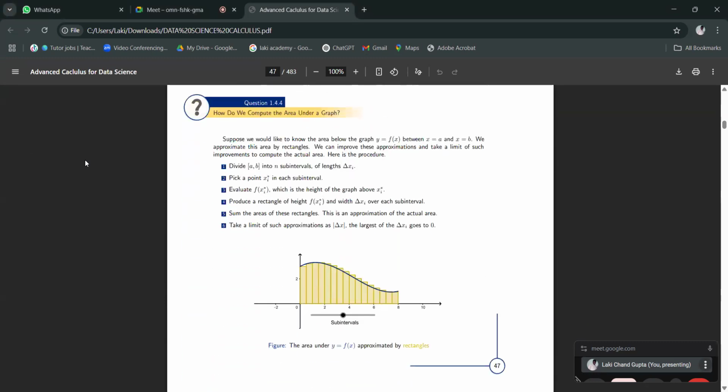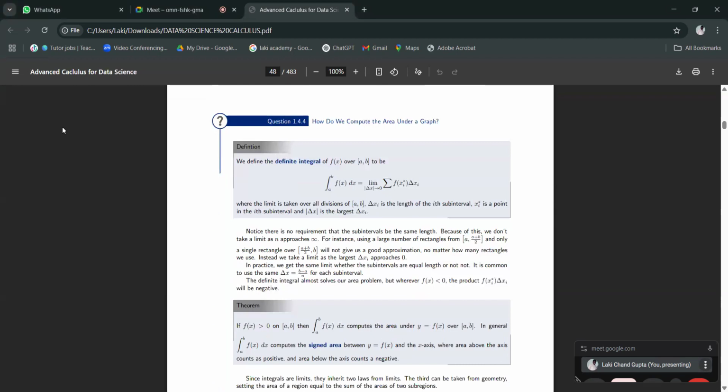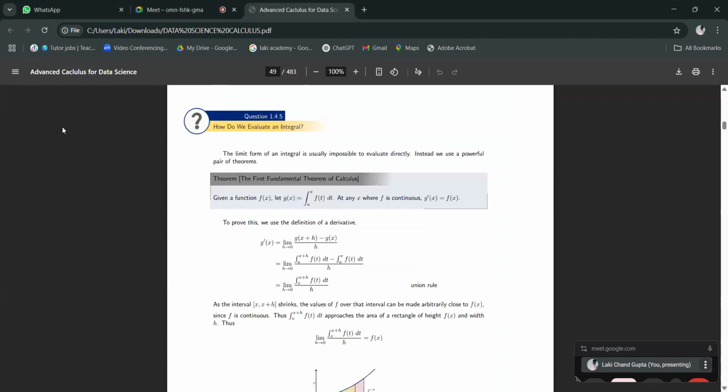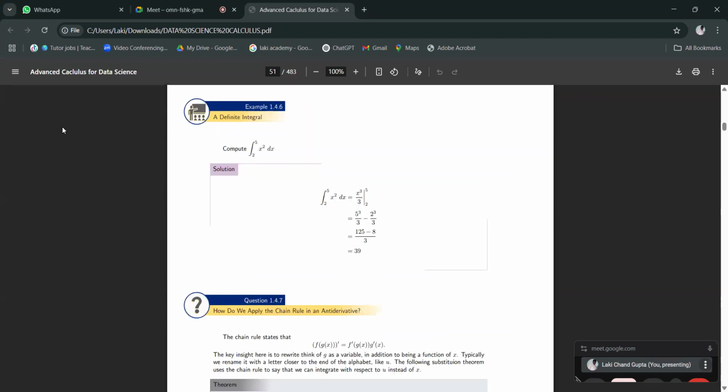Same thing I already told you. Divide A, B into smaller parts and pick a point in each subinterval. When you combine this, when you add all these, you will get same thing. Okay.